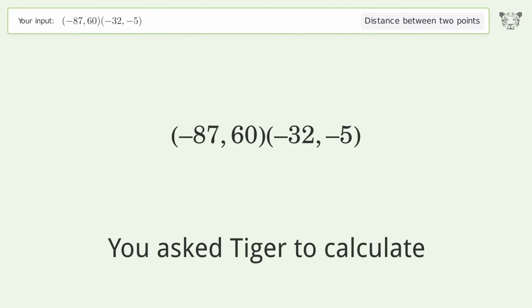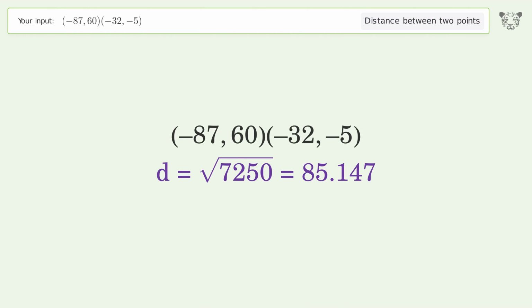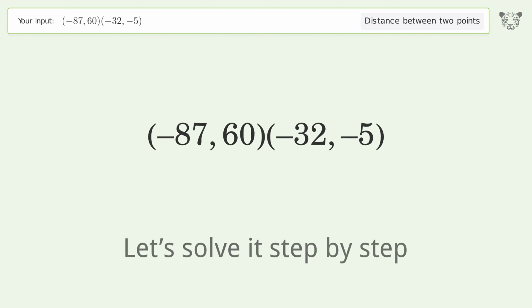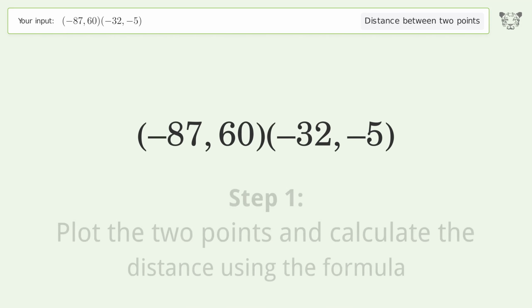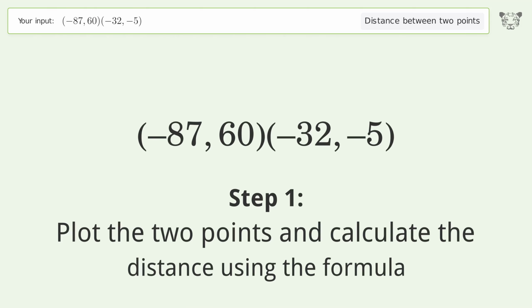You ask Tiger to calculate. This deals with the distance between 2 points. The distance between the 2 points is the square root of 7,250, or 85.147. Let's solve it step by step. Plot the 2 points and calculate the distance using the formula.